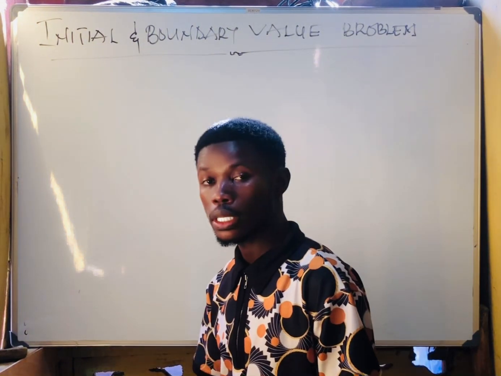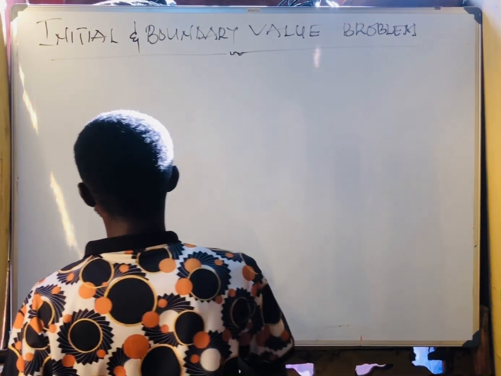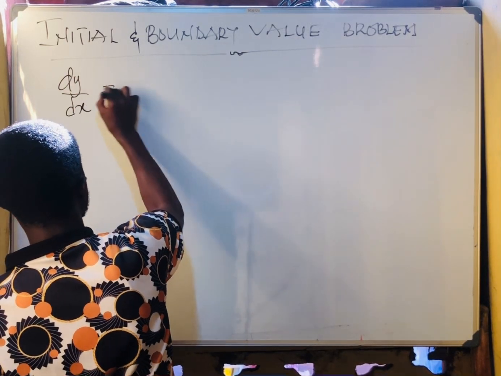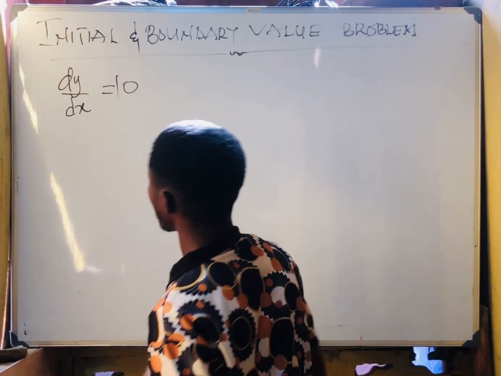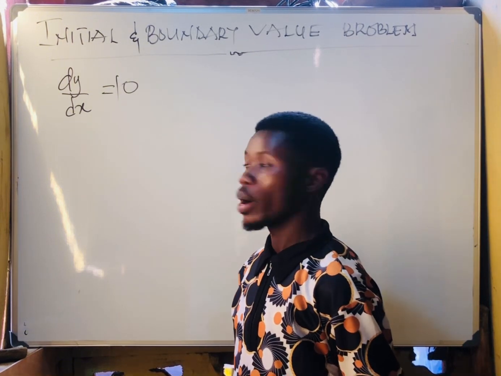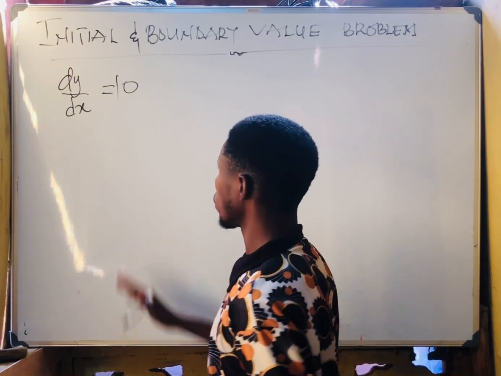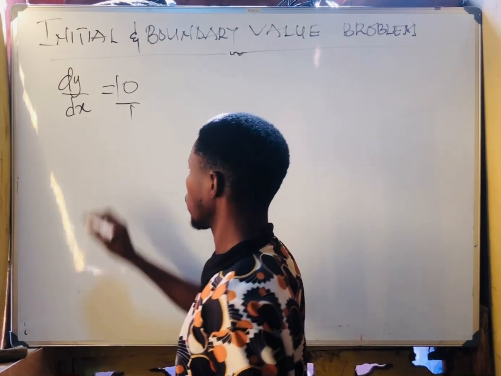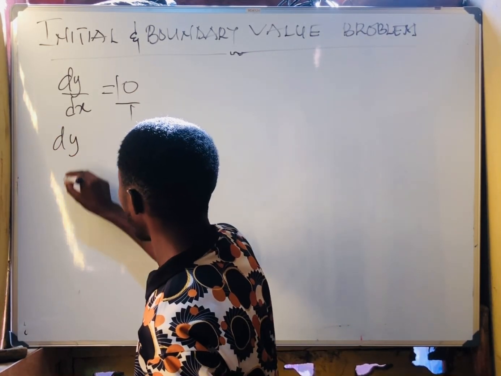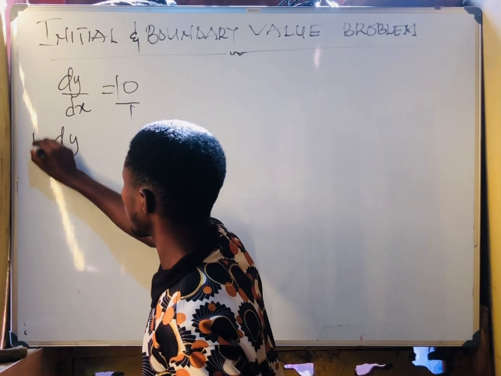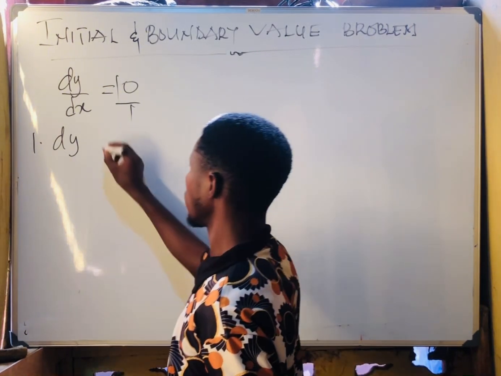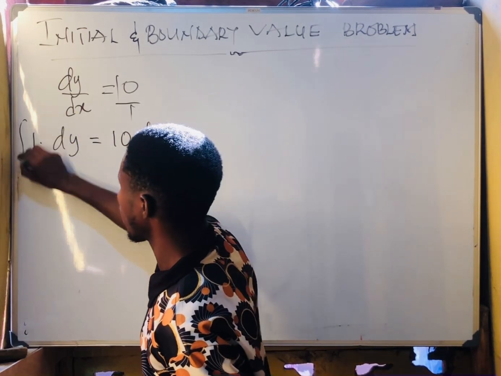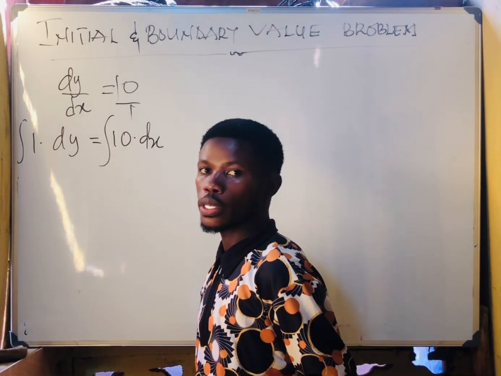Now let's look at something like this. Let's assume that I have dy/dx equals 10. You know, this one is over 1, so I can do cross multiplication. Simple one, of course. So I have dy, 1 times dy equals 10 times what? dx. So let's integrate both sides.